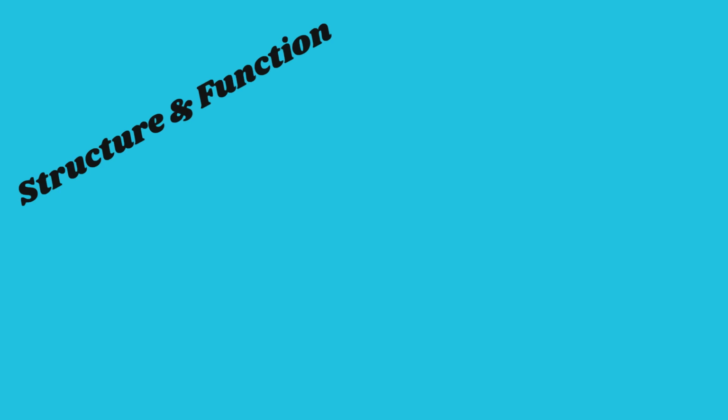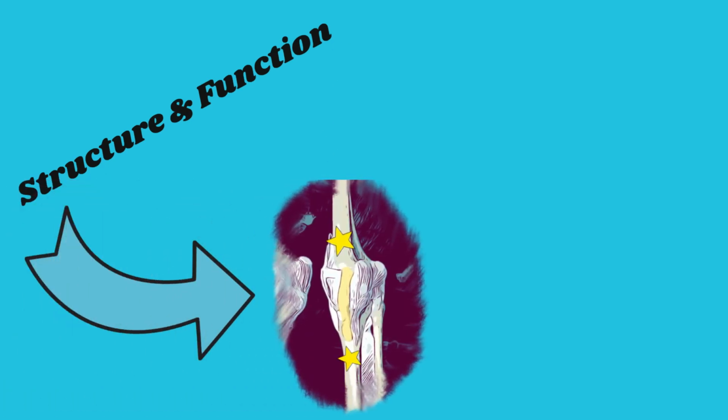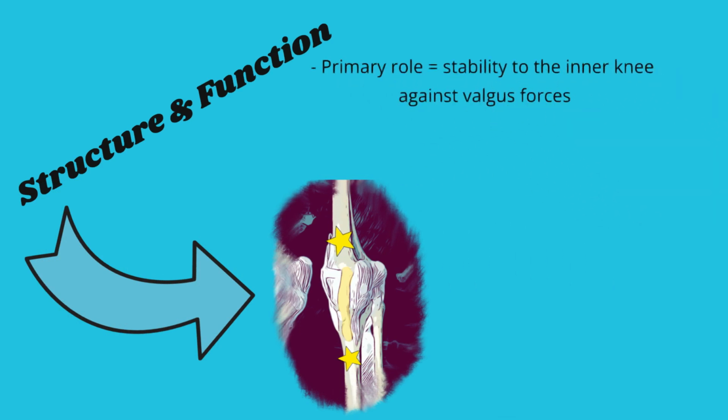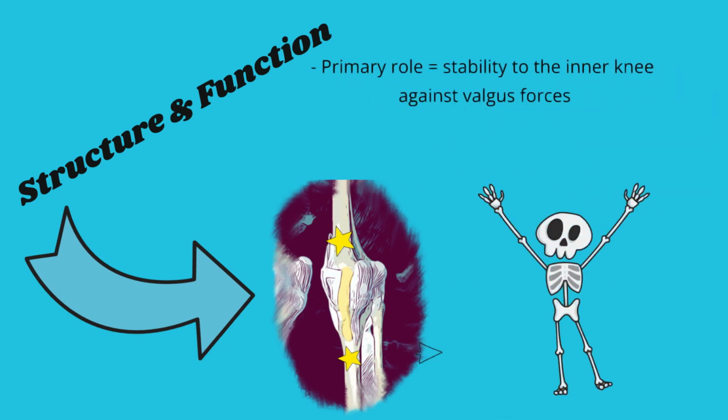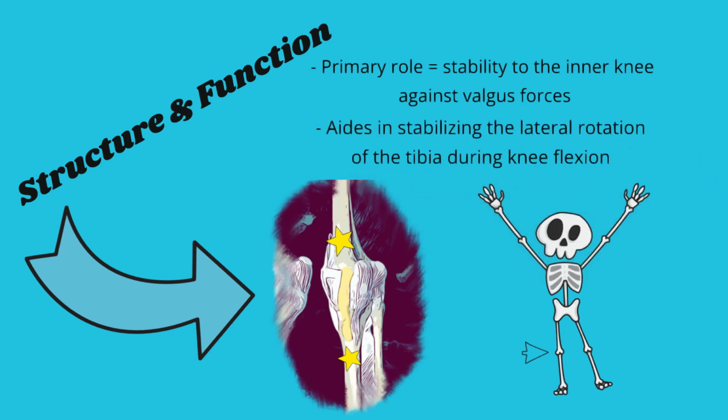To start off, let's delve into the structure and function of the MCL. This ligament links the inner part of the femur to the inner part of the tibia. Its primary role is to provide stability to the inner knee against sideways forces. It also aids in stabilizing the lateral rotation of the tibia during knee flexion.